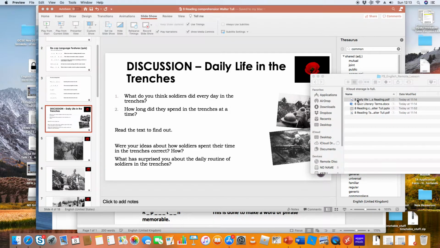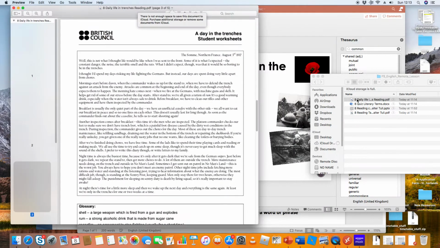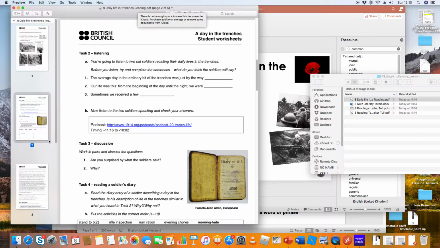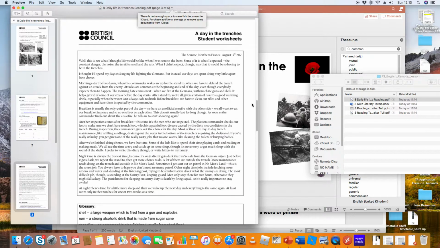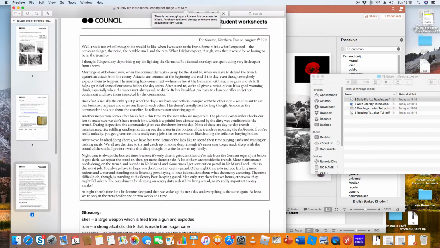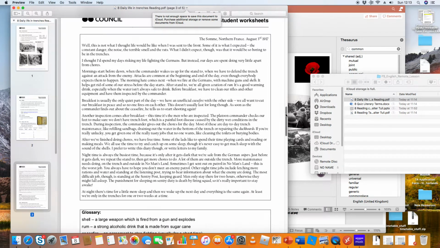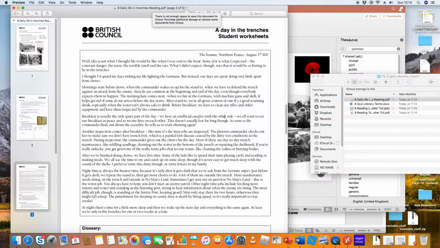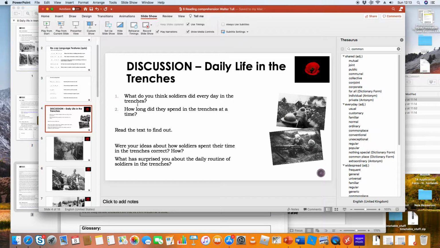Hopefully it will open a bit quicker than the Word document. Here we go. So it's this one here. So just so you know, there are lots of questions here, but all we're really focusing on is page 3, which is the worksheet, which is the story, the text about a day in the trenches. Okay, so this is the one I want you to read. So pause the video and just think back to this one. Are your ideas the same or different?